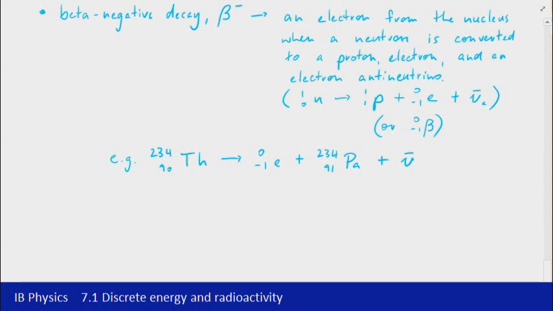Now you'll notice here that because the electron has an atomic number of -1, the atomic number of the daughter nucleus has actually increased. The number of protons and neutrons hasn't changed because we've had this neutron turn into a proton, so the mass number hasn't changed, but we do get a change in the atomic number as this electron is emitted from the nucleus.